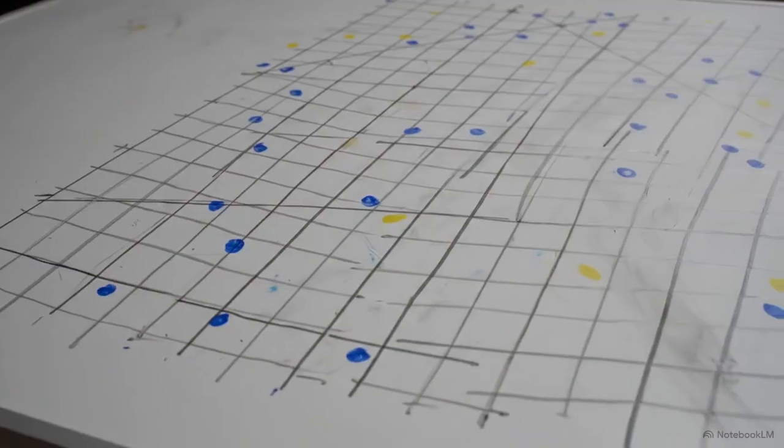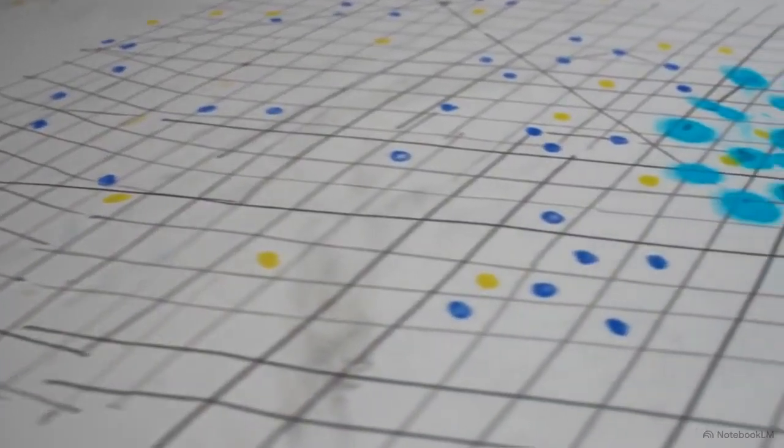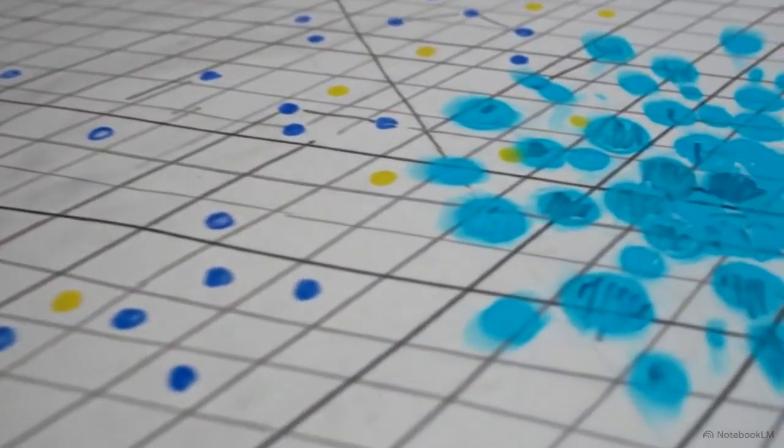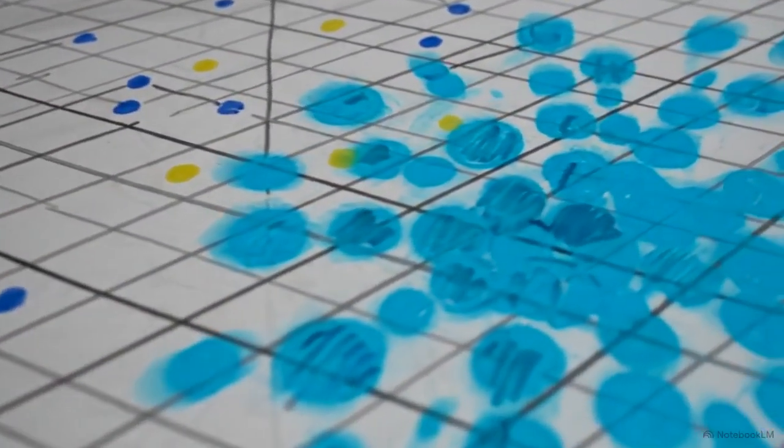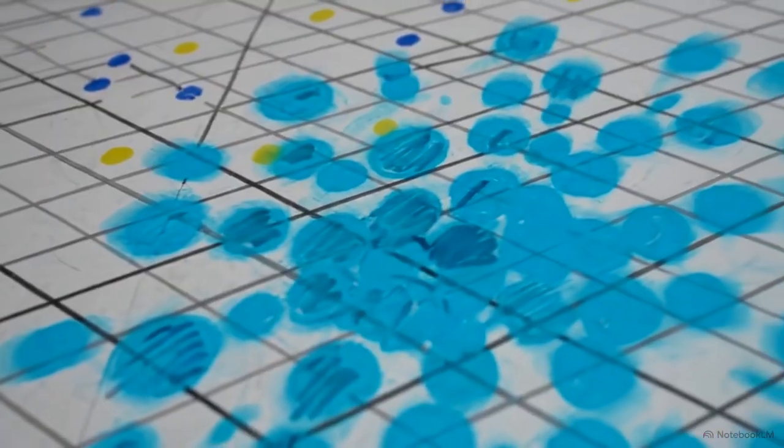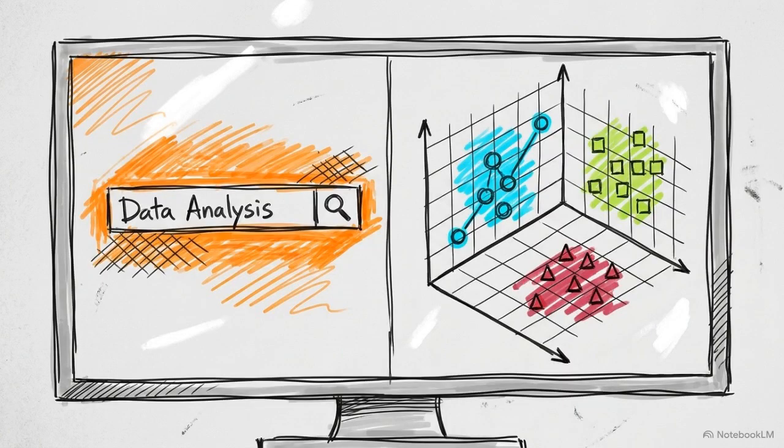Vector databases bypass linear reading entirely. Instead of matching letters, they look for physical proximity between data points in that high-dimensional space. Traditional databases are built to search for exact words. Vector databases are built to search for underlying concepts.